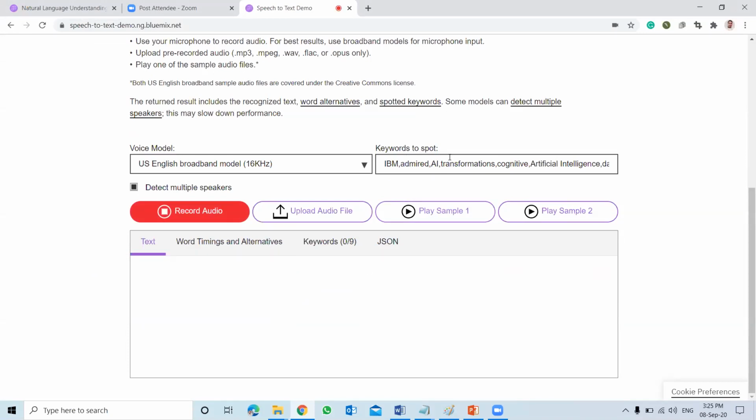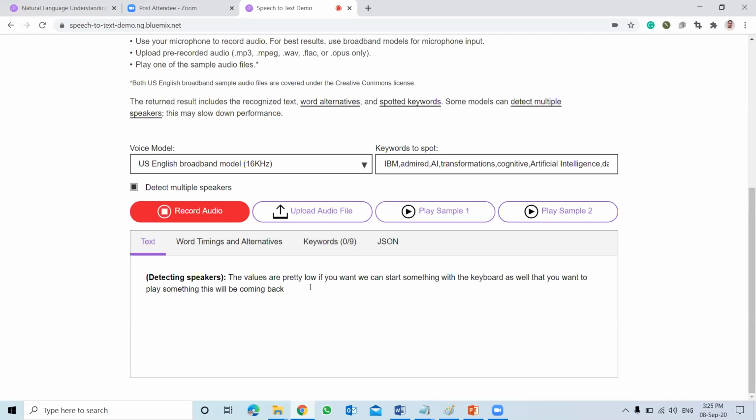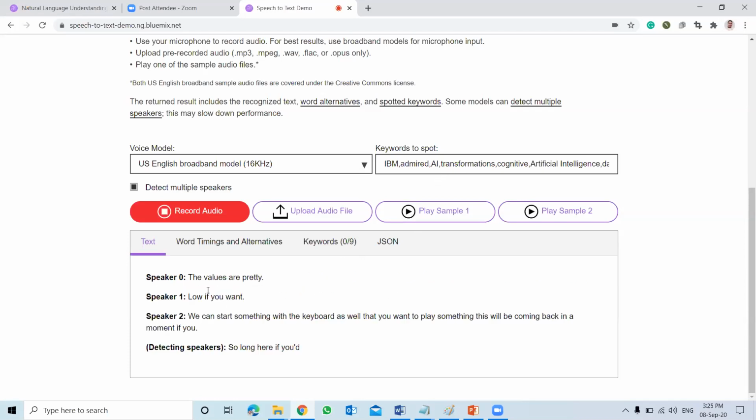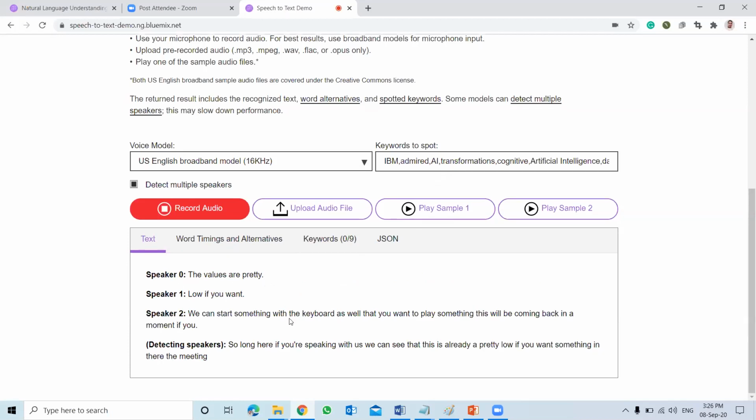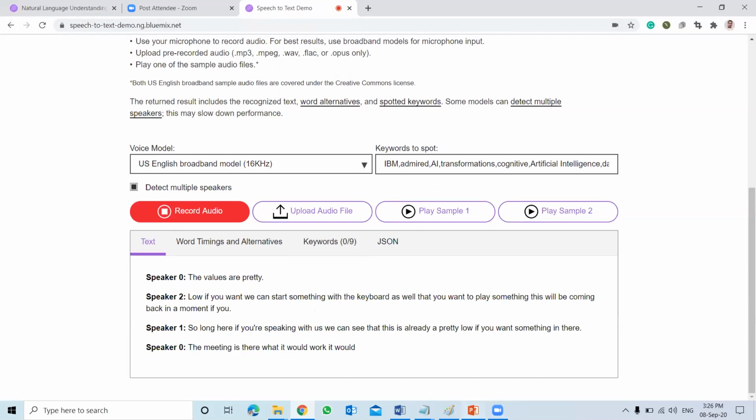Now, if you want, we can search something with a keyword as well. Like if you want to play something, it will come back here automatically. Now here, if you speak this way, you can see that the value is pretty low. So the meaning is that whatever communication is coming, this will be recorded here automatically. All these things we can see with the help of IBM Cloud options, IBM Bluemix options.